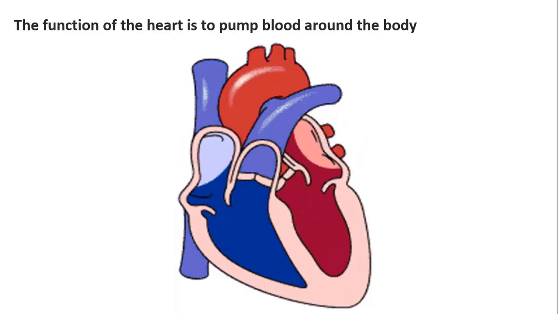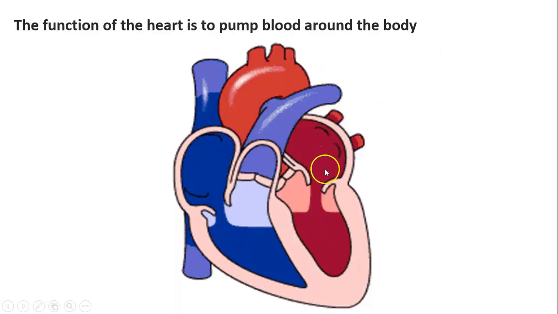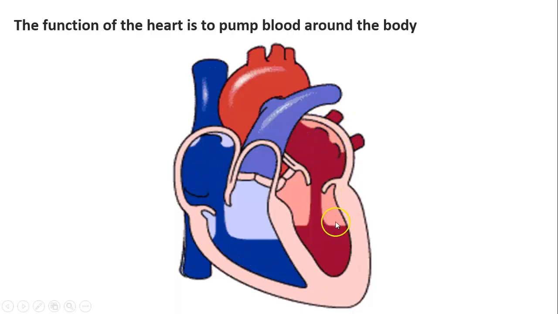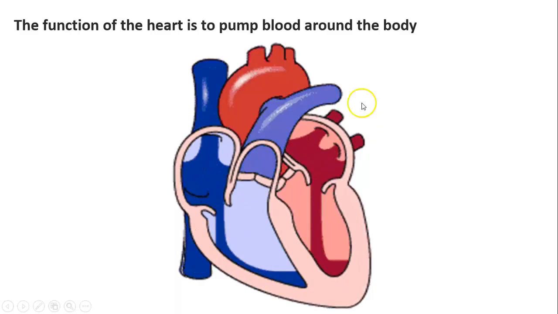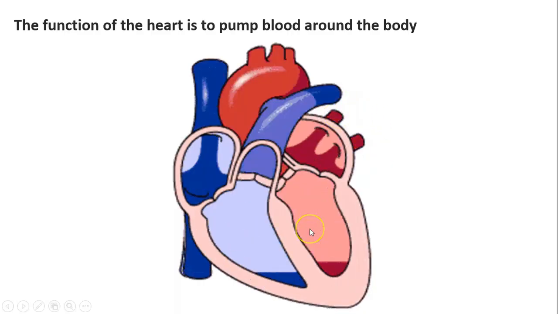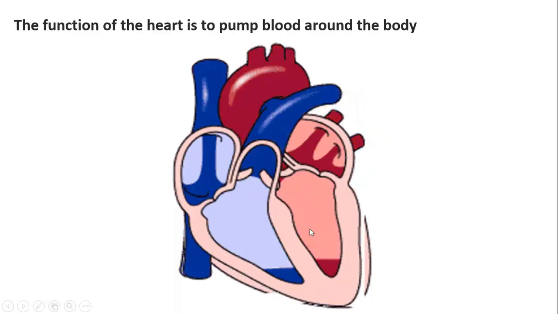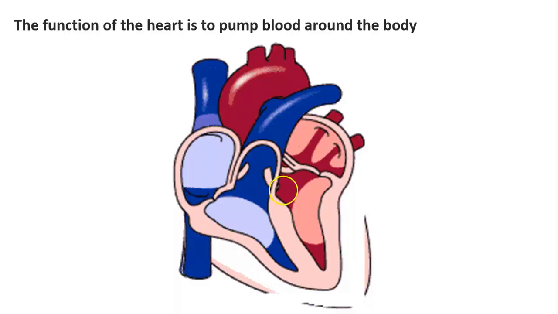So let's revise again what we said. We have the pulmonary veins that will bring blood into the left atrium, and then the blood will flow into the left ventricle and will flow into the aorta. Any blood entering the heart must enter through veins. Any blood leaving the heart must leave through arteries.